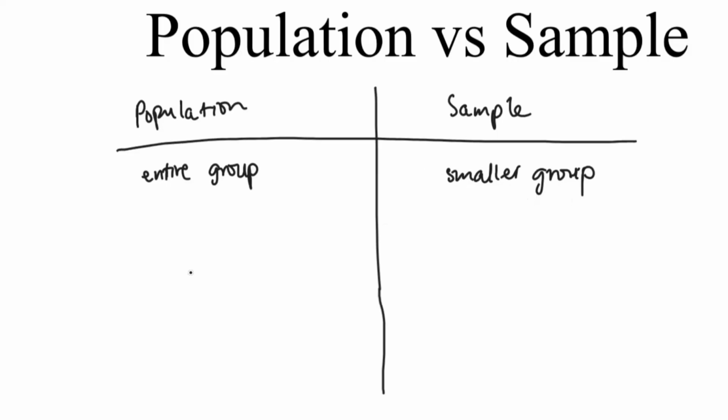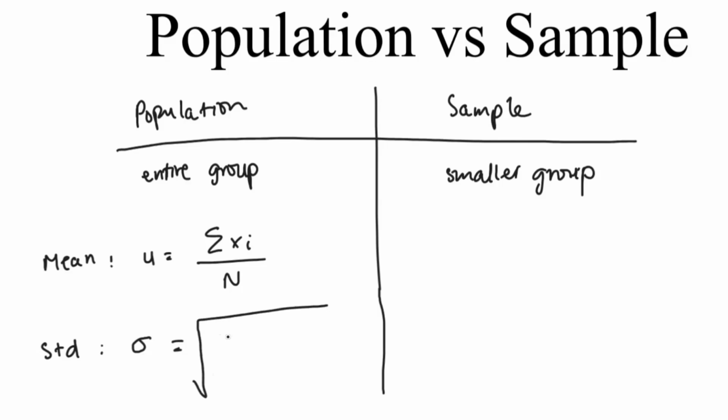Then I will talk about the symbols of population and sample. The mean of the population is denoted as mu, and it's equal to the summation of xi over n. N is the number of data in the population. The summation of xi means that you add all of the x together. About the standard deviation, STD is standard deviation, and this is denoted as sigma. It's equal to the square root of the summation of xi minus the mean, squared, all over n. So this is how to calculate the standard deviation.